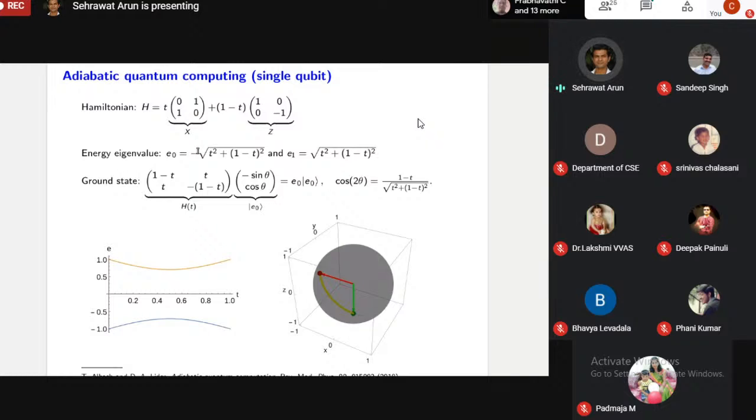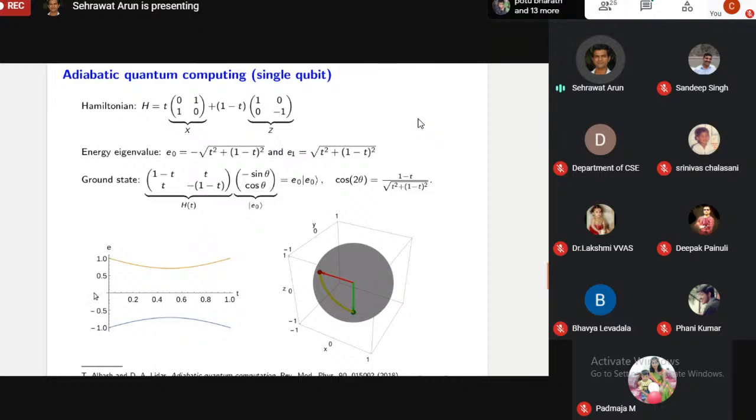Eigenvalues of the Hamiltonian are energies, and the eigenstates are the energy levels or energy states, as you call them. If you plot these two energies as a function of the parameter, they change like this. The lower one changes like this and the upper one like this. Usually the lower one is called the ground state, and the top one is the first excited state.